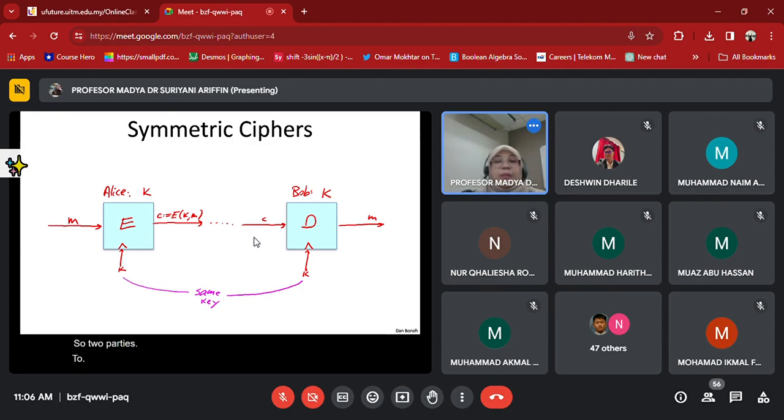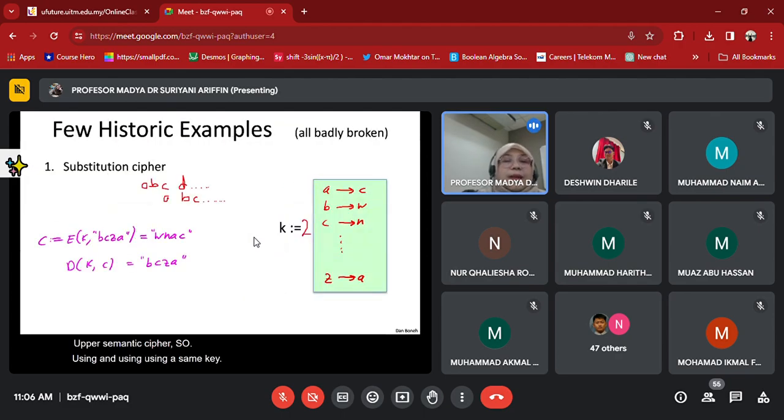So starting from there. But today we will learn about cryptography coming from the symmetric, basic cipher. So earlier, encrypt and decrypt using the same key. Okay, the history comes from the substitution cipher. What does substitute mean? Substitute is changing one symbol to another symbol.